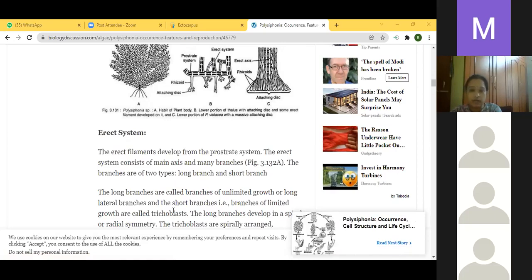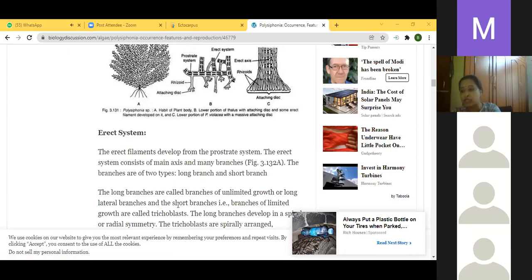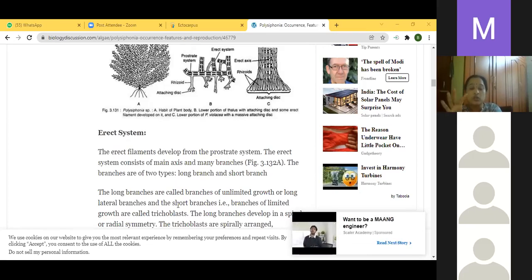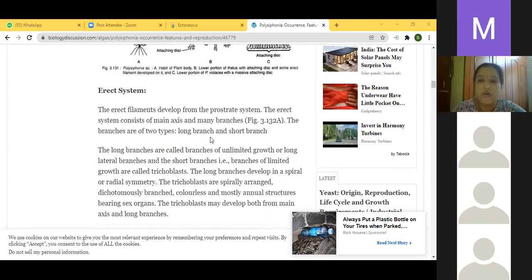In Polysiphonia, both systems are there: prostrate system and erect system. In the erect system, two types of branches form. That is a long branch and a short branch. Where the long branch is there, unlimited growth is present. Where the short branch is there, there is limited growth of branches. These are called the branches of limited growth. These growths are called trichoblast. Very important. We can observe the trichoblast in Polysiphonia only.